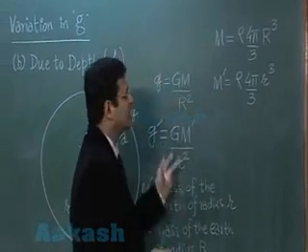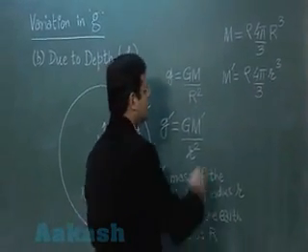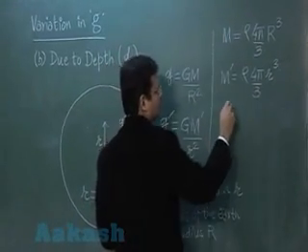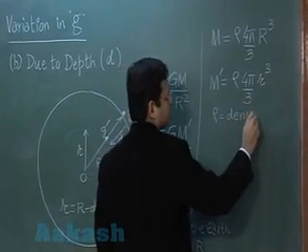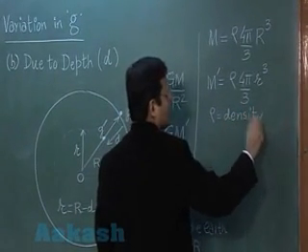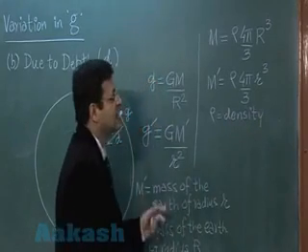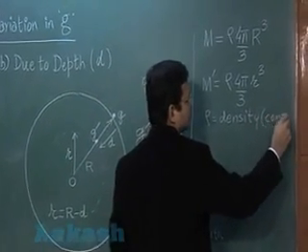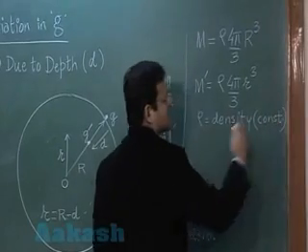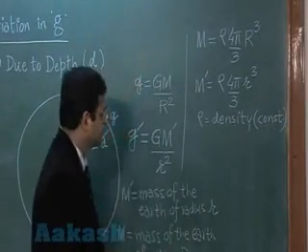This is what we meant here. Rho is density of the earth. You understand? Rho is density of the earth. This has been assumed constant.